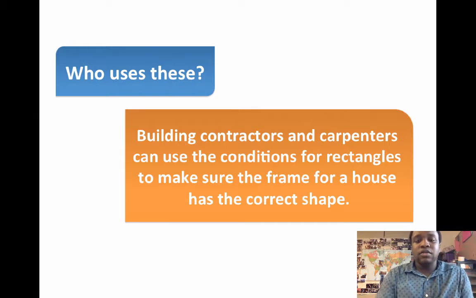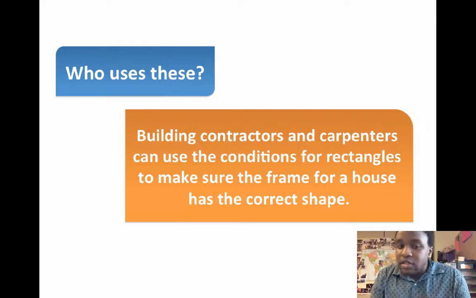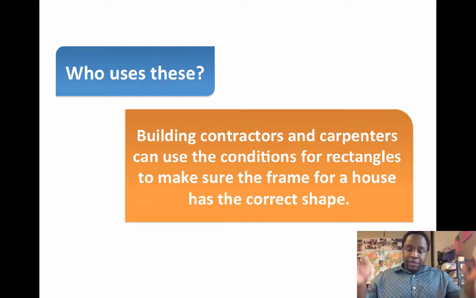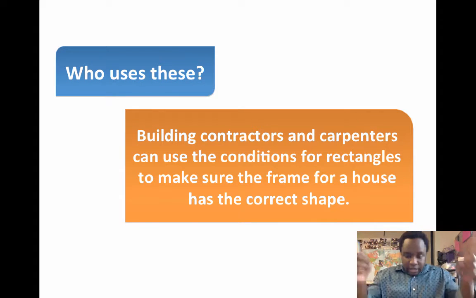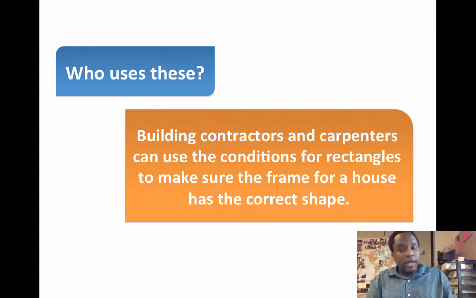So who uses the definition of rectangle? Well, building contractors and carpenters can use conditions for rectangles to make sure the frame of a house has the correct shape. So if you have 4 pieces of wood per se, and you know 2 of them are the same length, and 2 of them are the same length, and you measure one of the angles as 90 degrees, and you know that it creates a complete shape, you know that you have a rectangle.